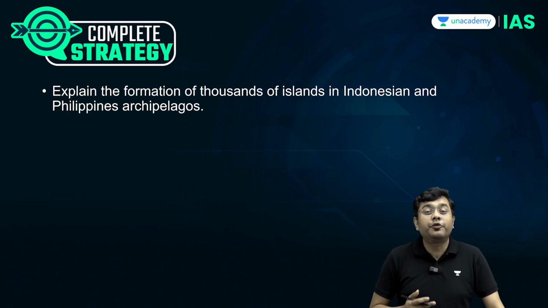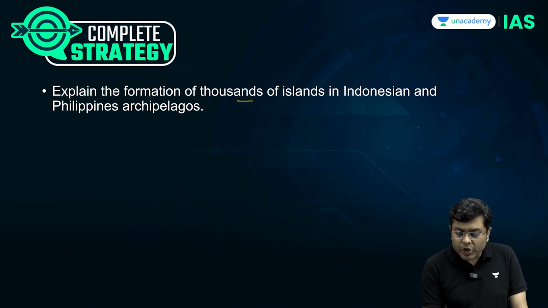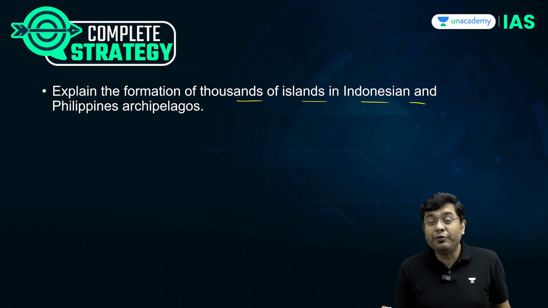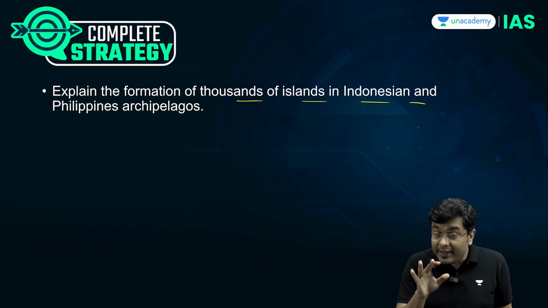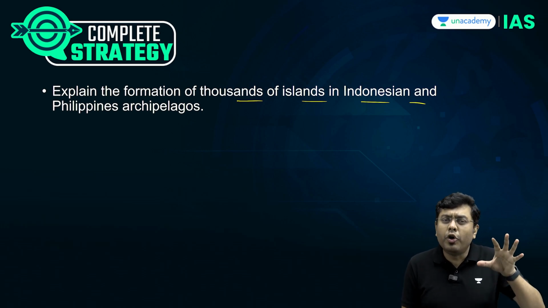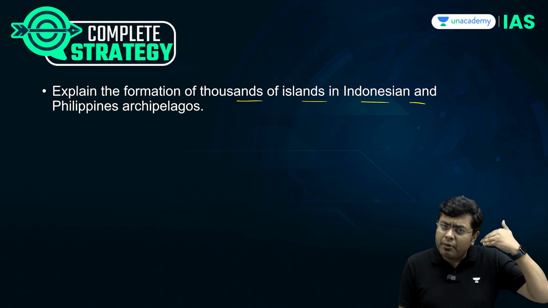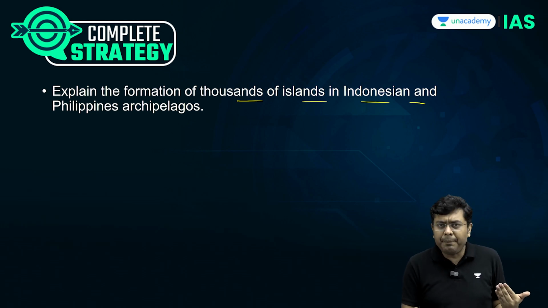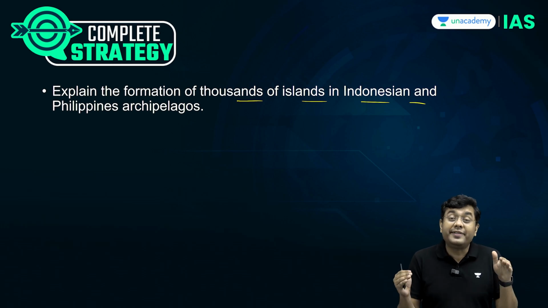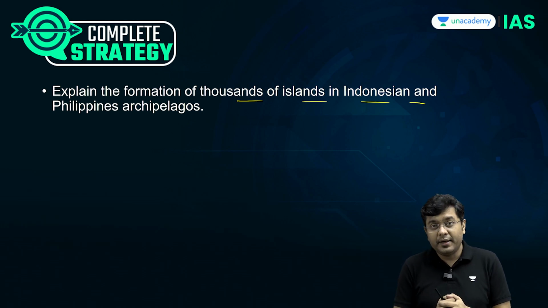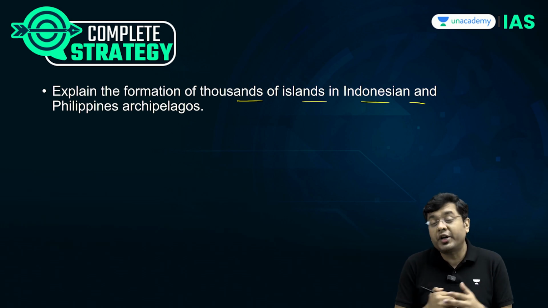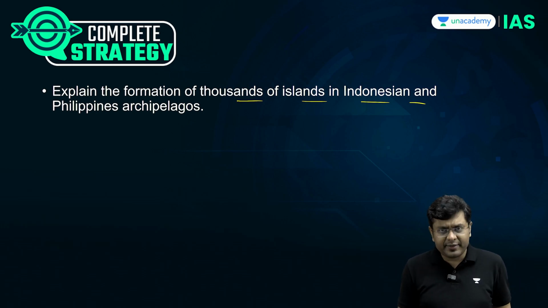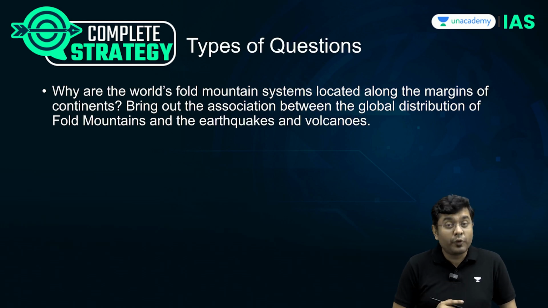Take the kind of question on the formation of thousands of islands in the Indonesian and Philippines archipelago. Why was this question asked? Simply because, when we talk about frequent volcanic eruptions in these areas, why do they happen? Because of the subduction of an oceanic plate. One oceanic plate undergoes subduction under the other, and UPSC wants you to explain that mechanism. So that is the kind of question.